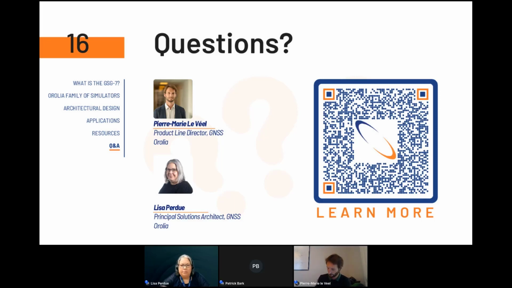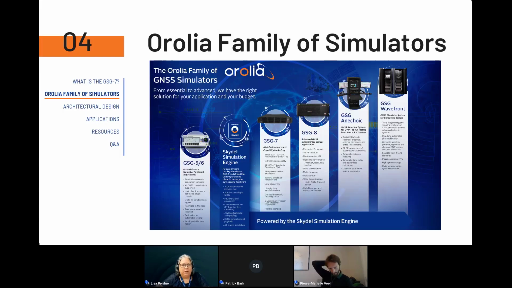All right, and somebody is now asking, what is the difference between the GSG-5, 6, and 8 compared to the 7? Yeah, you just run back to the product family slide. Yeah, but I can start by just saying that the GSG-5 and GSG-6 are what we consider one family of products. So those are the original that Orolia was producing. So GSG-5, GSG-6 is a totally different product set than the GSG-7, GSG-8.